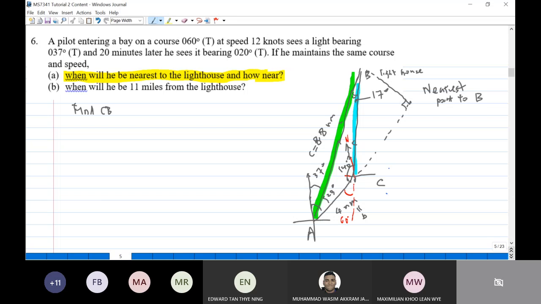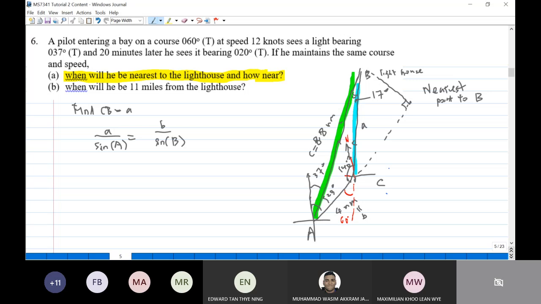Okay, same. I think I can use a sine law. Let's try. So CB is actually the side A here. So A over sine angle A. Okay, I now see already. So use B again, right? So B over sine angle B. Up to you.